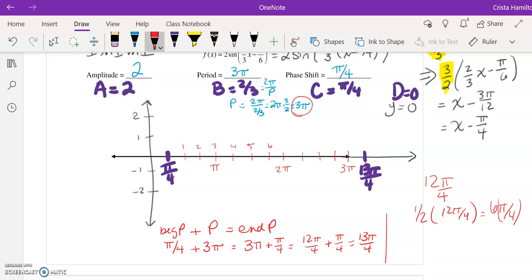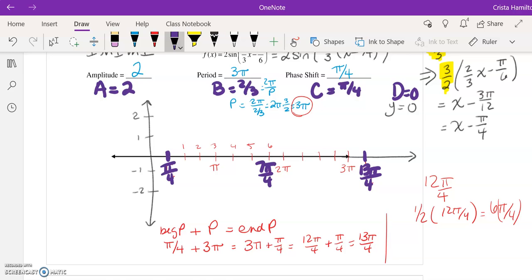Now, what would be the value for this key point? So this is pi over 4, 2, 3, 4, 5, 6. This would be 7 pi over 4, counting up. And then 8 pi over 4, 9, 10, 11, 12, 13 pi over 4. So you can kind of see how that's leveling out.